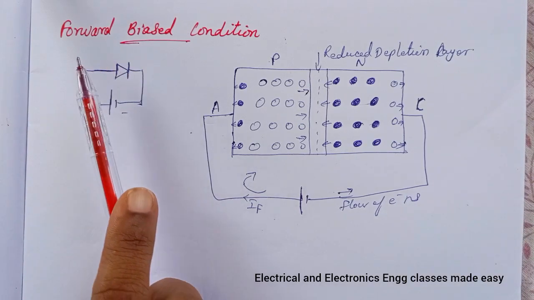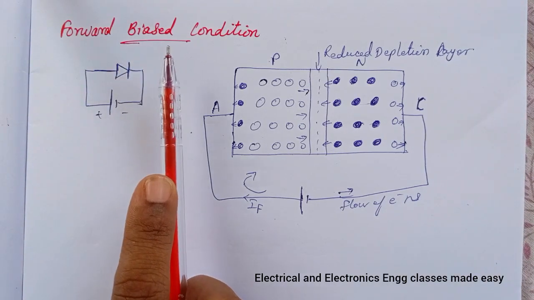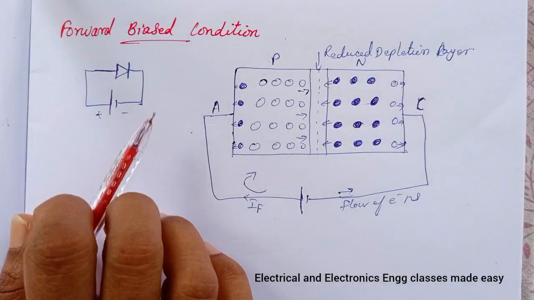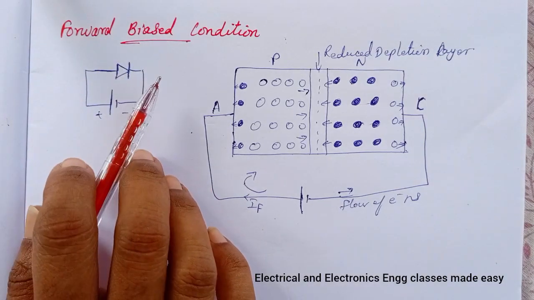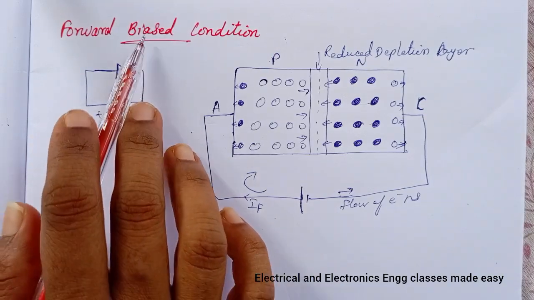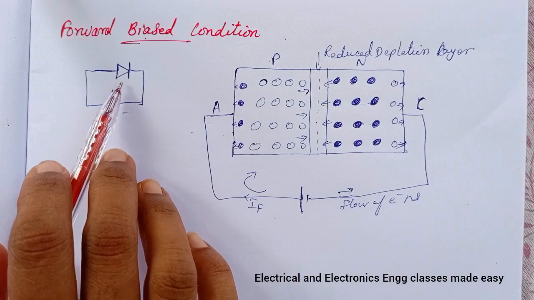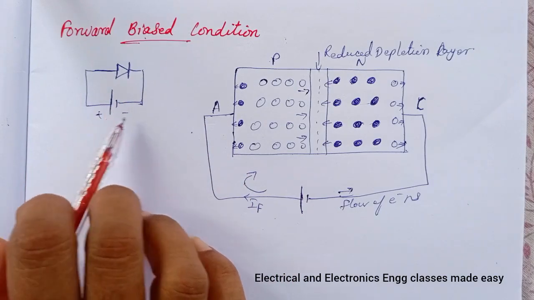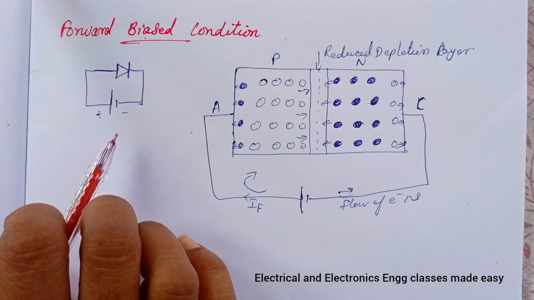Today's class is forward biased condition. That is the continuation of semiconductors. So to bias a diode means applying DC voltage across it.